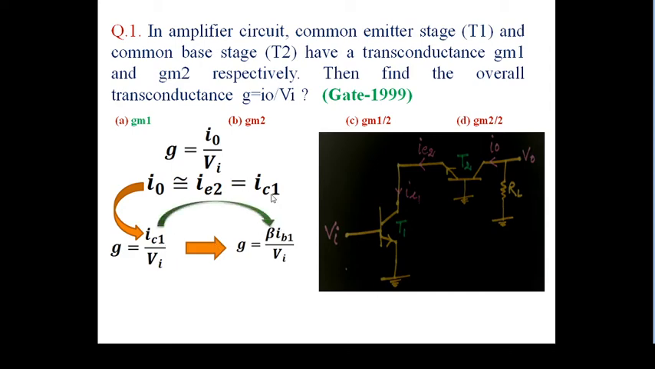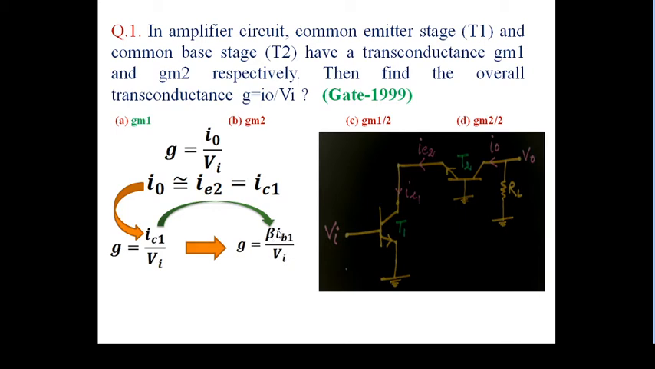Why are we writing in terms of IC1? Because we have to find the overall transconductance, so either a GM1 or GM2 function will be there. For making GM1, we have to find IB for transistor 1. Vi is the input, so we are taking transistor T1 and dealing with the collector current IC1, not I2. So IC1 is beta IB1.